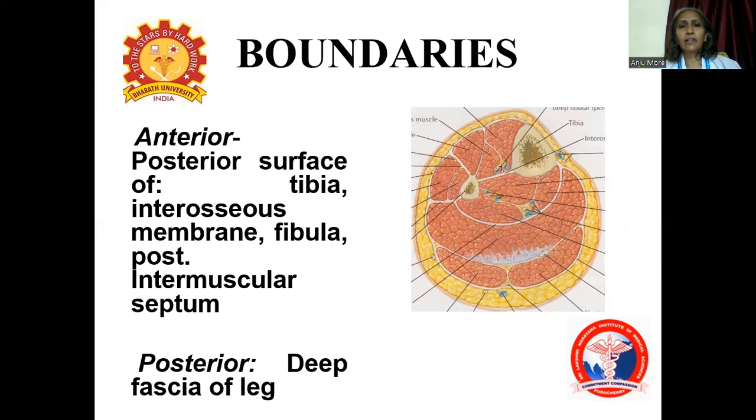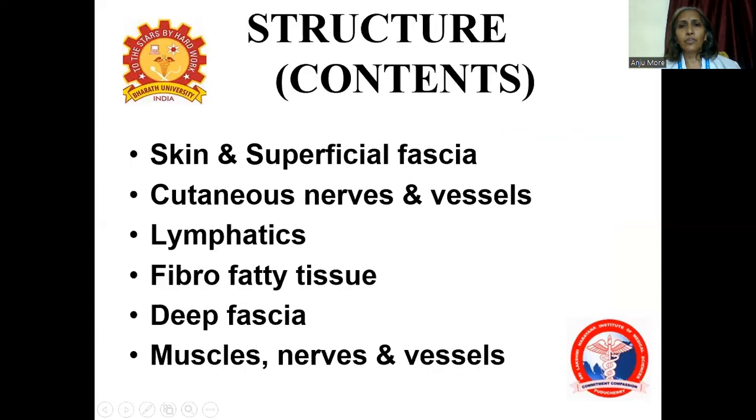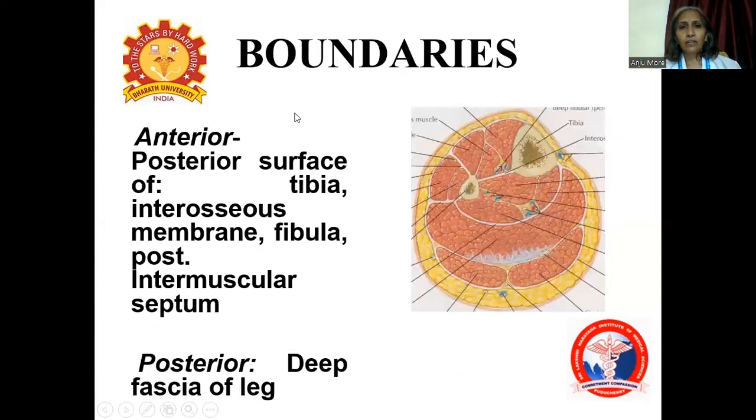As we can see in this diagram, the posterior compartment of leg is shown here. The diagram is a cross section of the leg region. So we can see the two bones. The larger one here is tibia, which is lying on the medial side. The smaller bone is fibula, lying on the lateral side. In this diagram, this is anterior, this is posterior, this is medial, and this is lateral.